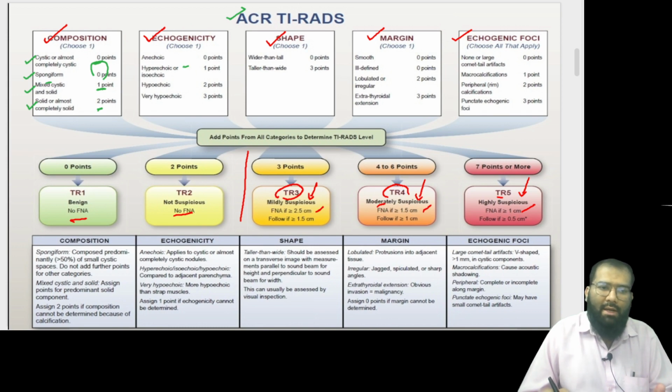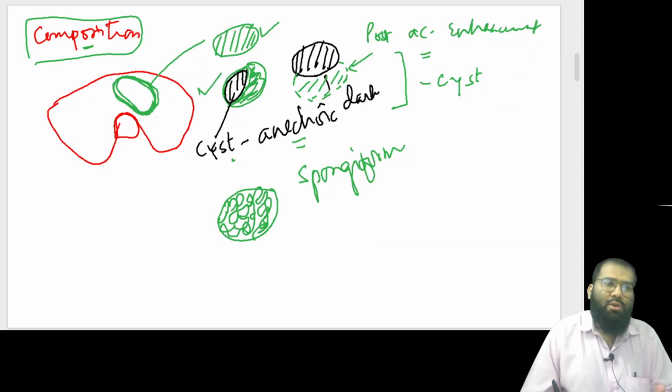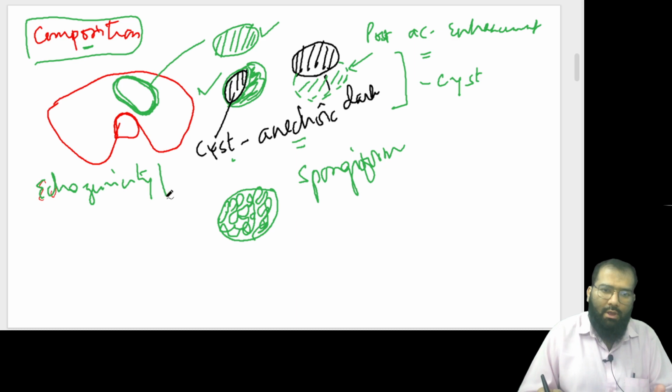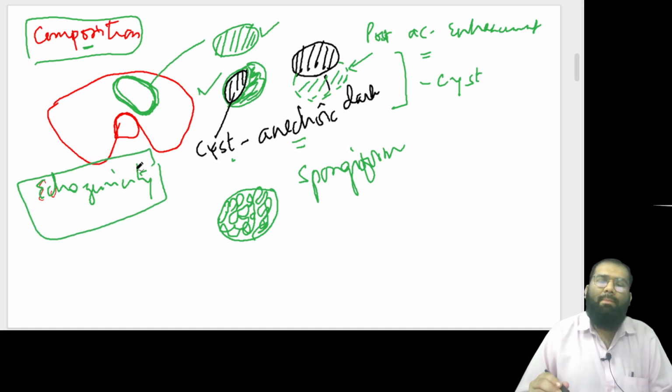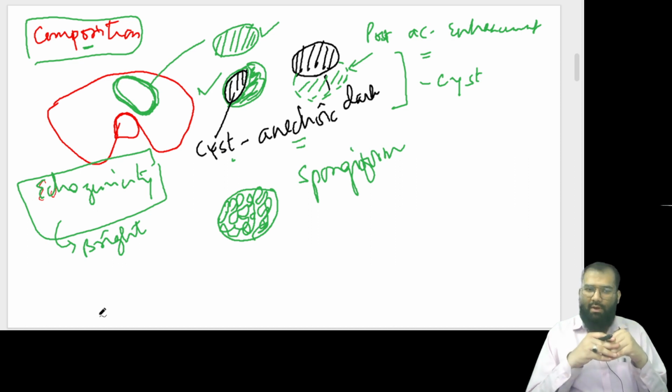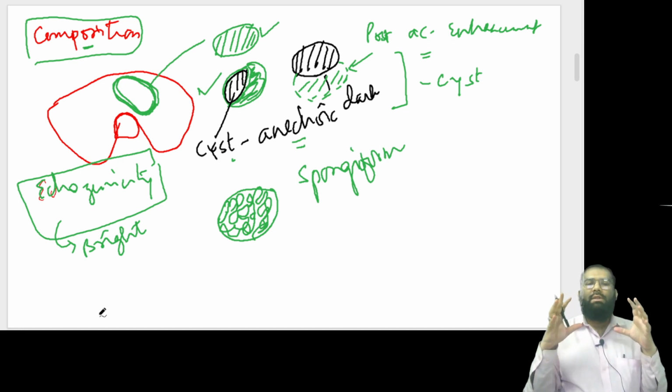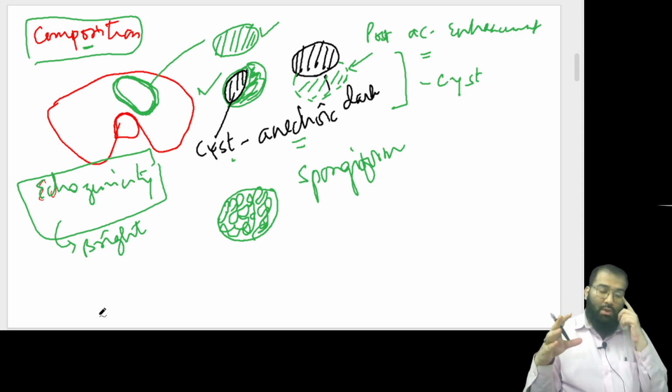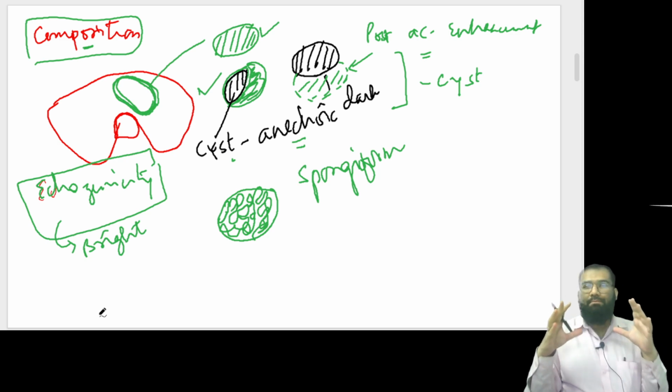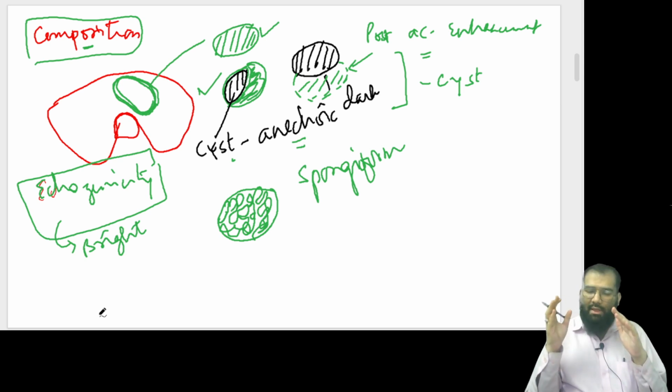So another important part after composition is echogenicity. This is much easier to understand as compared to composition. Echogenicity means how bright the lesion is on ultrasound. Now in my second session on techniques of ultrasound, I have discussed that normal thyroid is more echogenic than muscles. So normally thyroid is bright, or brighter than the muscles.